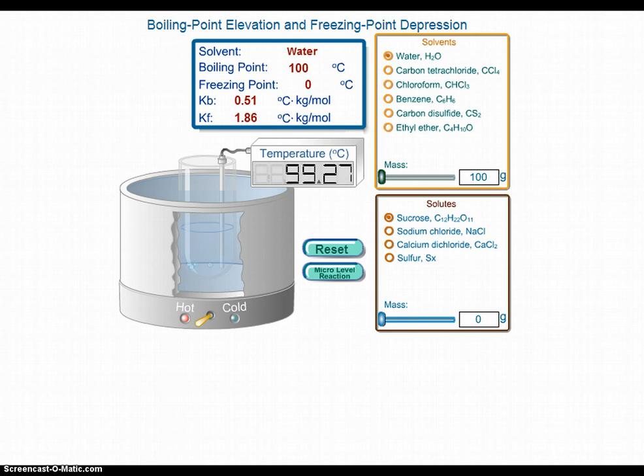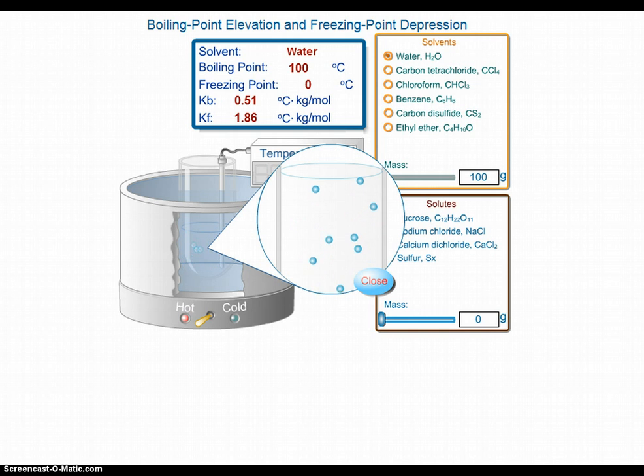It's freezing and boiling constant, which you'll learn about in AP chemistry. Have these numbers, you don't need to know those. But we find that it is boiling at 100 degrees just like we expect. And if we look at what's going on in the microscopic view, we can see that the molecules are moving around, and they are moving from the liquid to the gas phase.